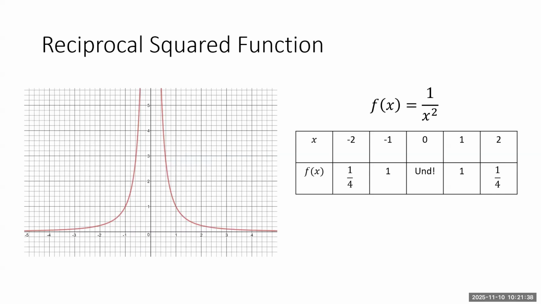Here I have the reciprocal squared function. I've got an XY grid, and the function depicted is 1 over x squared. The equation is given f of x equals 1 over x squared. I have a table with 2 rows, x and f of x. In the x row, I have -2, -1, 0, 1, and 2. And in the f of x row, I have 1/4, 1, UND, exclamation point, which stands for undefined, 1 and 1/4 respectively.